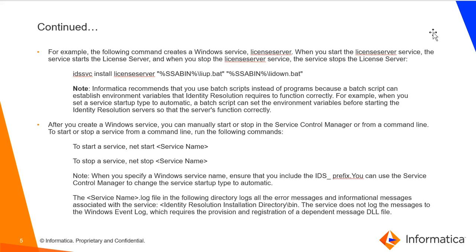After you create a Windows service, you can manually start or stop the service from the service control manager or from a command line. To stop the service, you need to use the command, and to start it, you can use the following command. When you specify a Windows service name, ensure that you include the IDS underscore prefix. You can use the service control manager to change the service startup type to automatic instead of manual, so that when you bring up your Windows services, it will automatically bring up the IIR services as well, so that you can directly launch the IIR console.